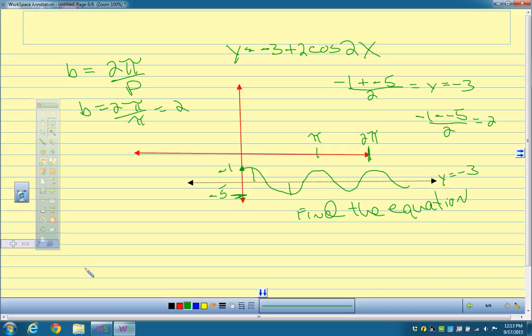Pretty cool, huh? How do you know whether it's cosine or sine? Well, I could have called it a sine if I started here, right? But then I'd have to shift it backwards, which we'll work on tomorrow.